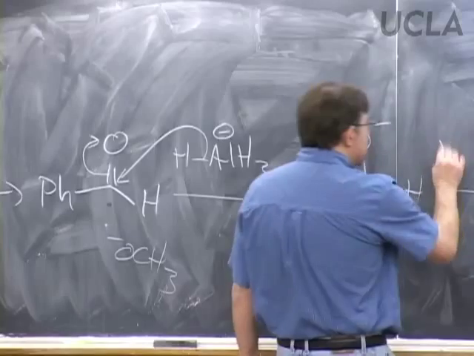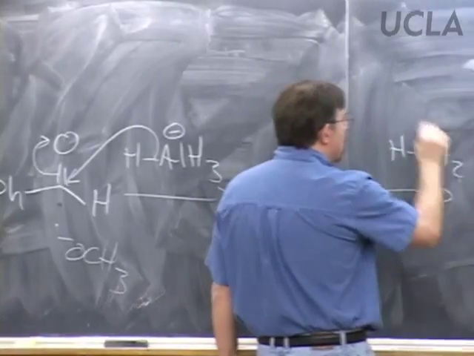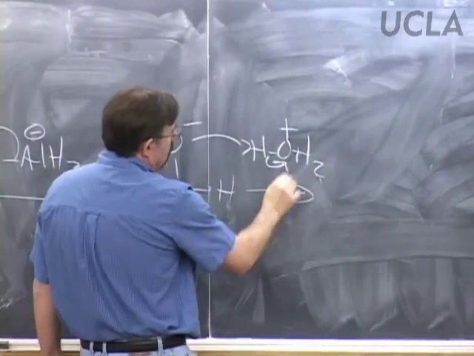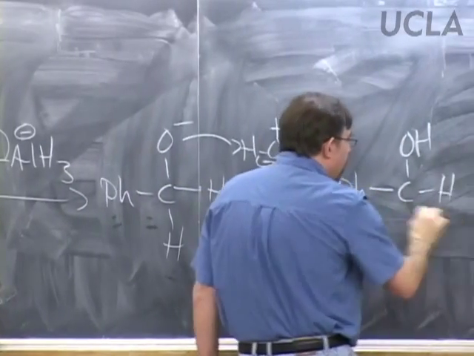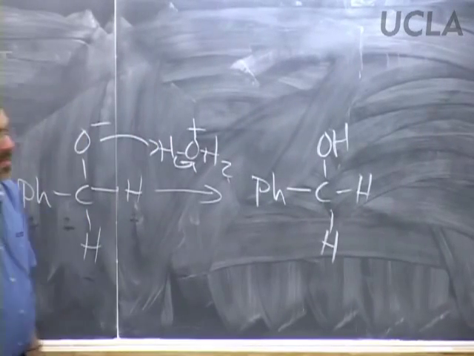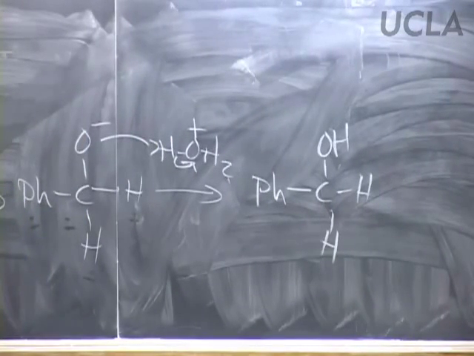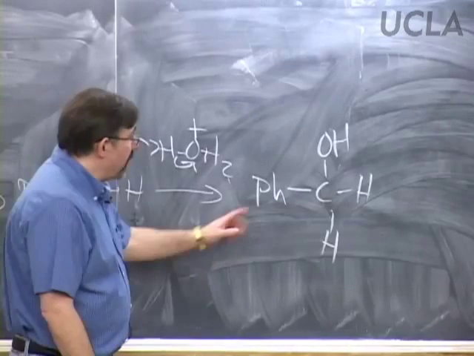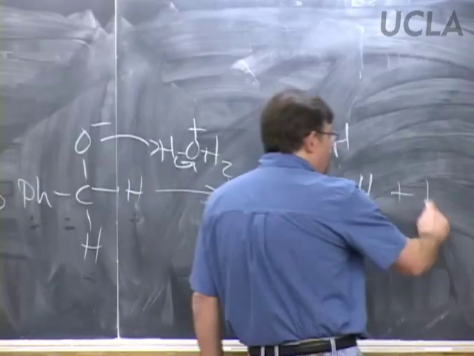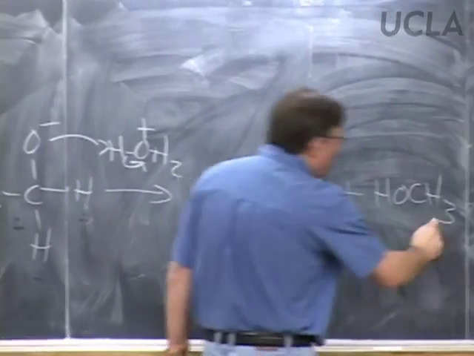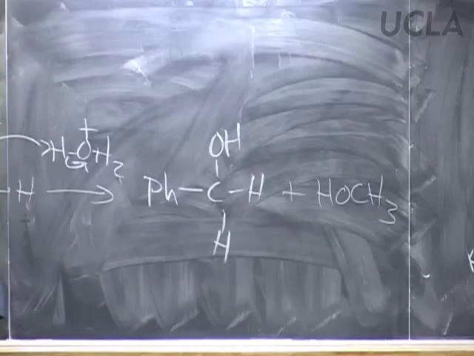That's when this guy gets protonated. And the net result is that the carbonyl compound, the ester, gets converted to an alcohol. Now, the OCH3 minus that gets kicked out also gets protonated, so we end up with another alcohol. So the net effect is that the ester gets broken apart and the two portions, the carbonyl portion and the OR portion, both become alcohols.